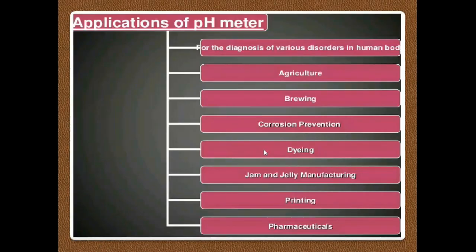Applications: disorders in human blood and the human body. In agriculture, the pH meter is used. Also in brewing and fermentation industries, corrosion prevention, dyeing industries, jam and jelly manufacturing, and printing and pharmaceutical industries. All these places use the pH meter. These are the main applications.